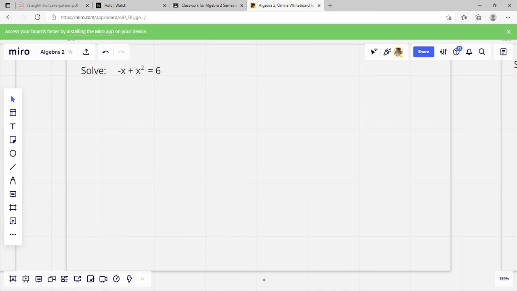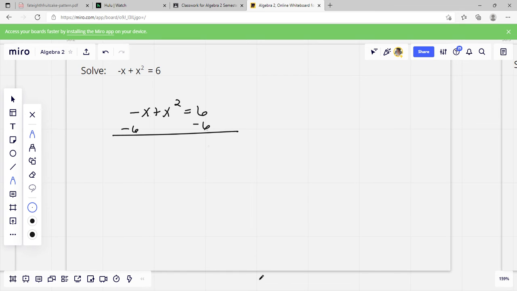So for this one, I'm going to rearrange that and try to factor it. So solving by factoring. So I've got negative x plus x squared equals 6. I have to rearrange this into something that I'm more used to seeing. So I'm going to do minus 6 over here and make this side be 0. So I'm trying to get 0 on one side. And then I'm going to just rearrange these. So I've got x squared minus x minus 6. Now I can factor this.